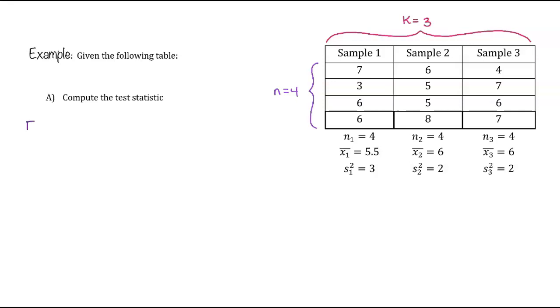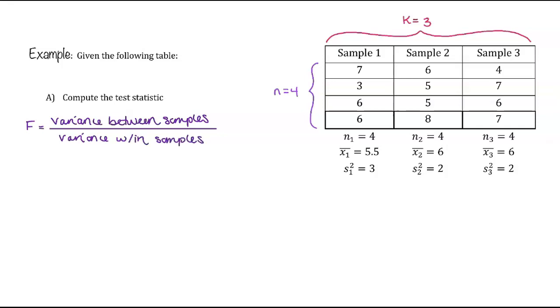The test statistic F is equal to the variance between the samples divided by the variance within the samples. Let's start with the numerator. The variance between is equal to n times the variance of the sample means. Let's think about what this variance of the sample means is.